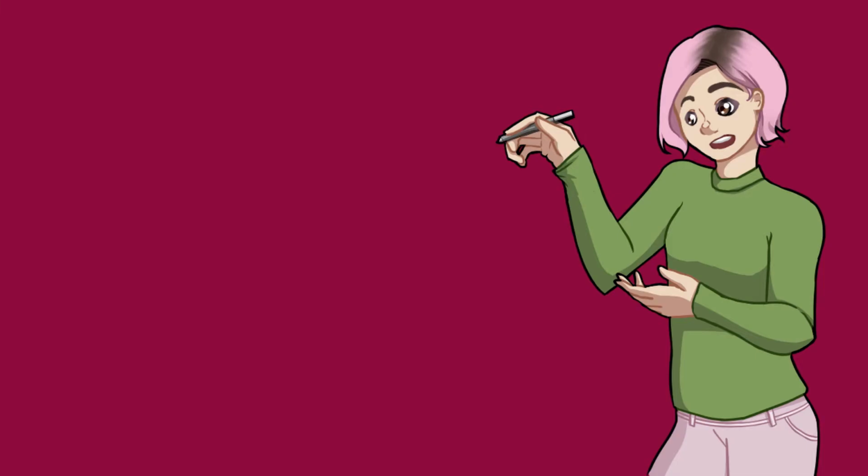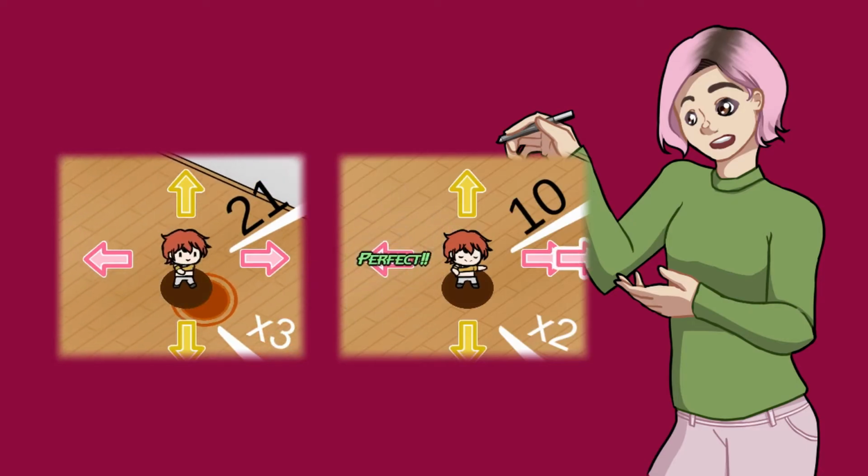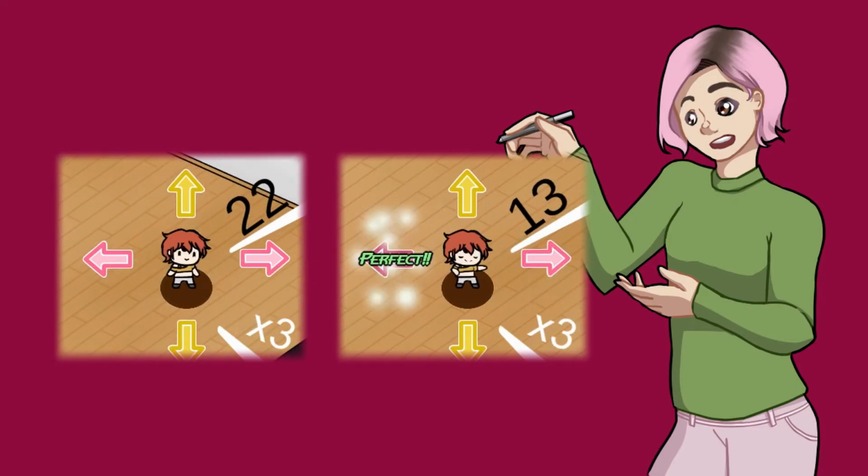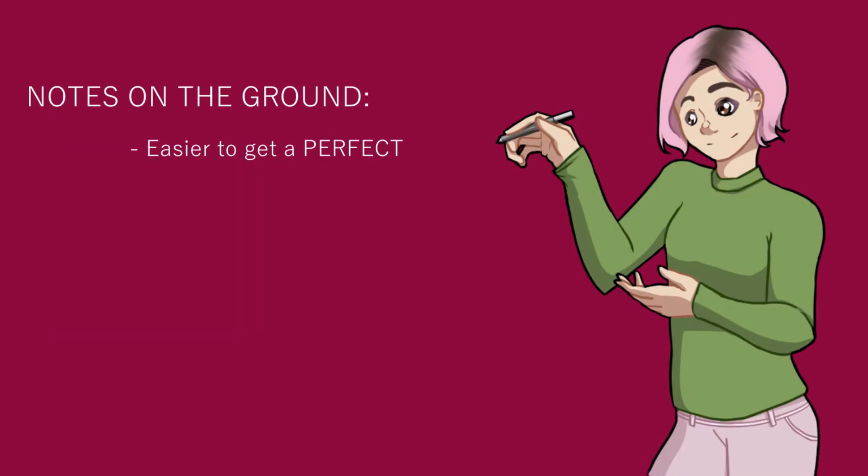If you played the prototype build of the game, link in the description, you probably have noticed that the notes on the ground are not as strict as the ones coming towards the player. AKA, it is much easier to get a perfect on the notes on the ground and they're more difficult to miss. But why is that?